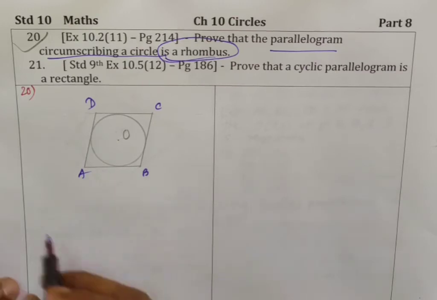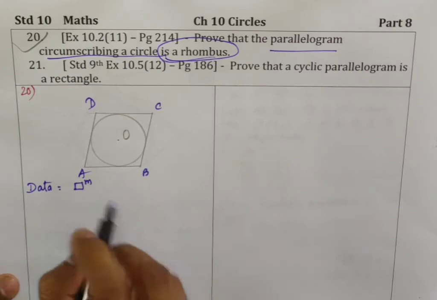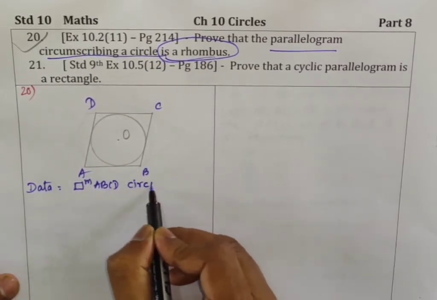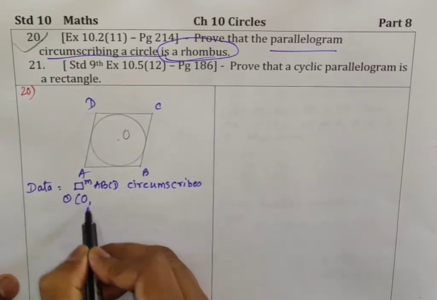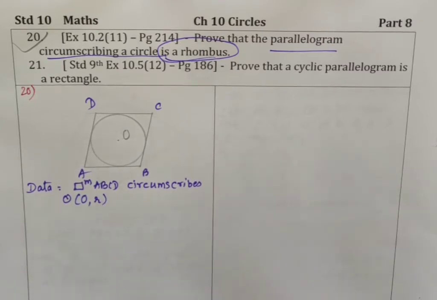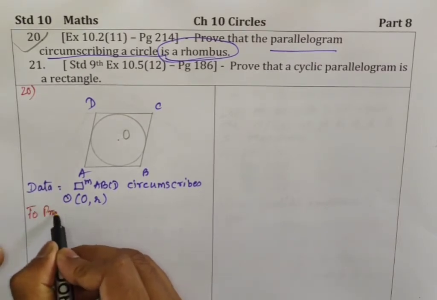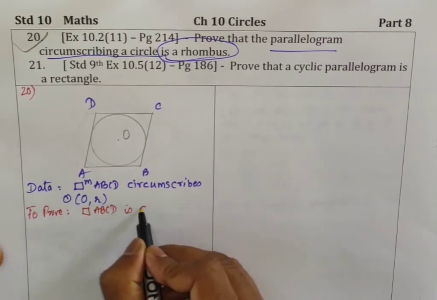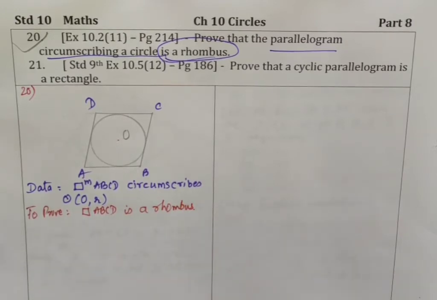Correct, children? Okay. What is the data? Parallelogram, this is the symbol, ABCD circumscribes a circle with center O and some radius R. That's it. What we have to prove? To prove: quadrilateral ABCD is a rhombus. Quite easy. We'll prove it easily.